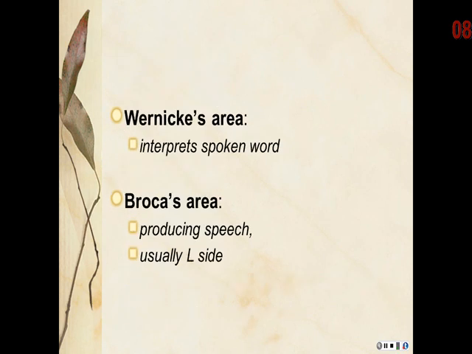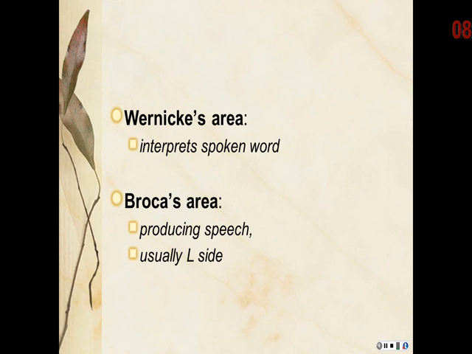On the left side, we have a couple of areas that are specialized for language. The Wernicke's area interprets spoken word. This is where we actually understand the meaning of the sounds we hear in language. Broca's area is responsible for producing sensible speech. This is where we actually choose the proper words to convey the meaning we want when talking.